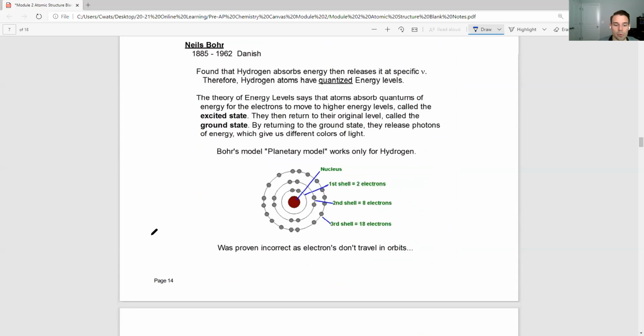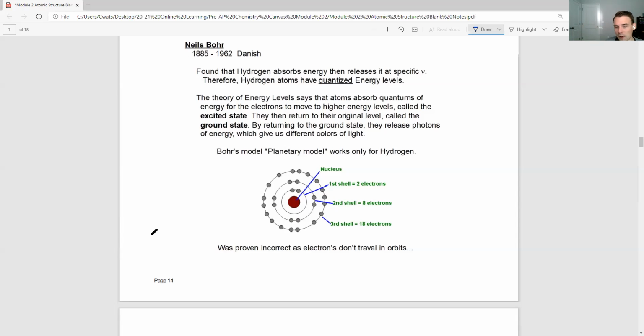Okay, here's a pretty important person, Bohr. The name's probably familiar to you. Bohr found that hydrogen absorbs energy, then releases it at a specific wavelength. Therefore, hydrogen atoms have quantized energy levels, so each energy level has a certain amount of energy. That's what that's saying, and so he came up with the theory of energy levels. It says that atoms absorb quantities of energy for the electrons to move to higher energy levels, called an excited state. They then return to their original level, called the ground state. By returning to the ground state, they release photons of energy, which gives us different colors of light.